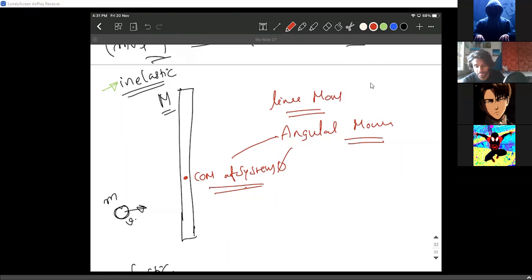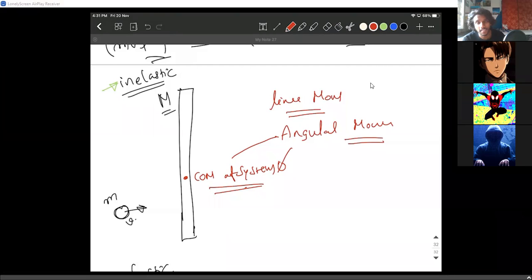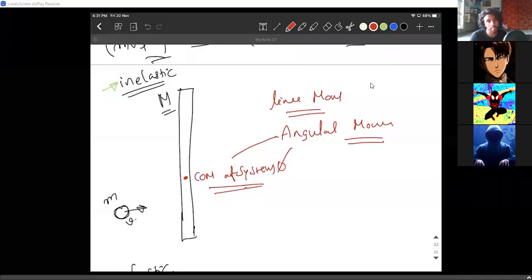So why only about the center of mass of the system? You tell me, we've discussed this thing today already. Yes, sir, we are taking it about the center of mass of the system because there are some pseudo forces or pseudo impulses, so it is safe to take it about this point.